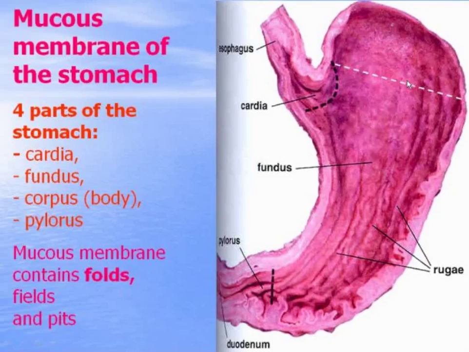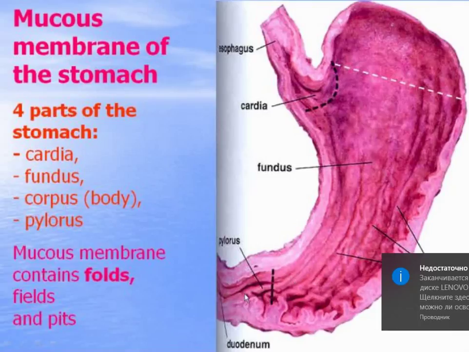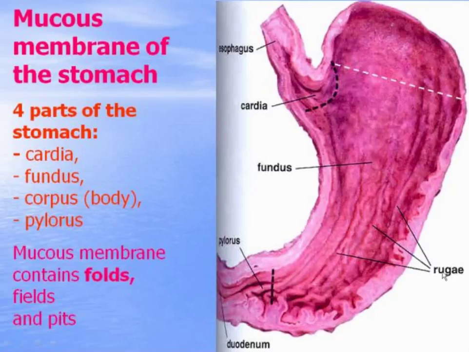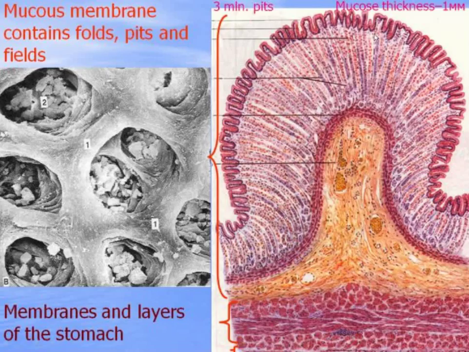This is the inner mucous membrane of the stomach, and again you see the cardia, fundus, corpus or body, and pylorus. There are longitudinal folds or rugae. You can see them without a microscope. And here you can see one fold under the microscope.